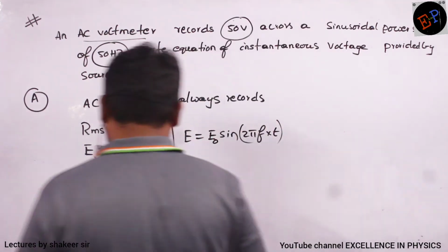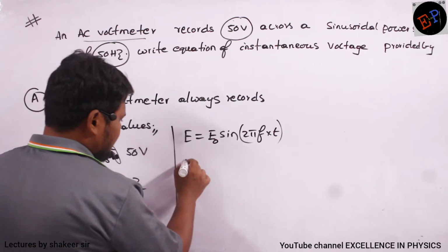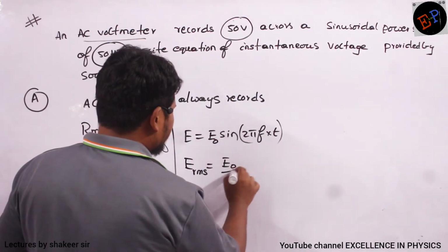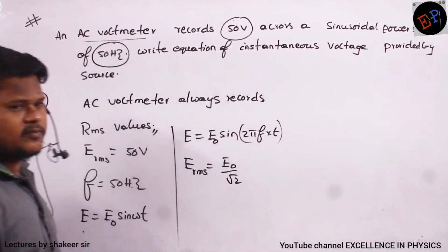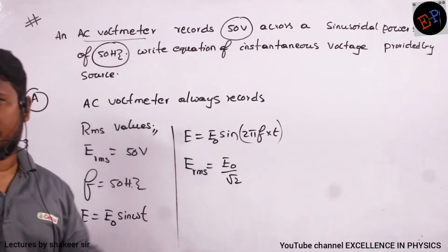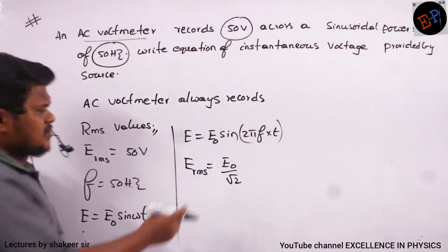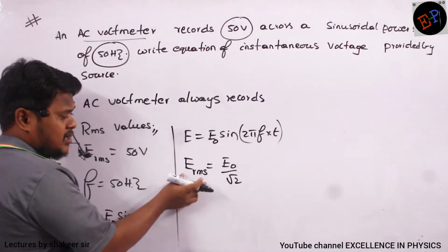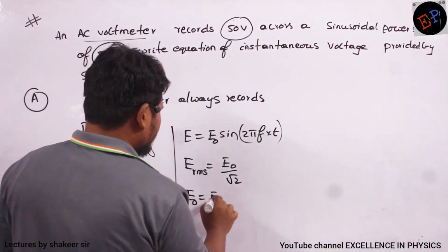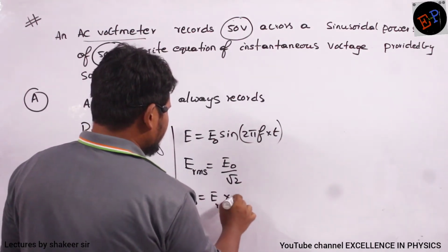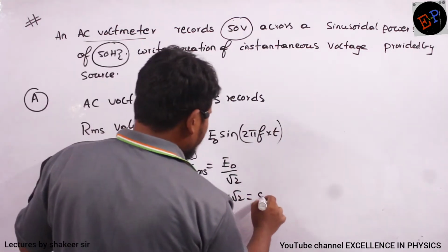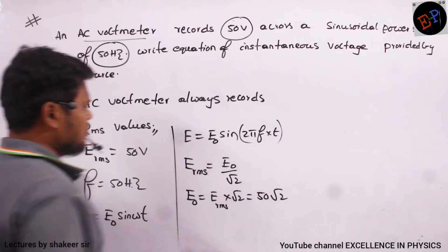Relation already we have, no? Sima, what is the relation of ERMS? ERMS is equal to E naught divided by root 2. Already we have written the equation. RMS value of EMF is 1 by root 2 times the maximum value of EMF. In this equation I have E naught, but ERMS is given. So find out E naught. E naught is ERMS multiplied by root 2. ERMS is 50. So 50 root 2 is my maximum value of EMF.